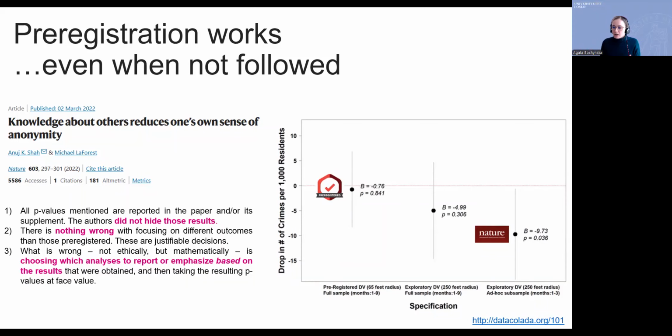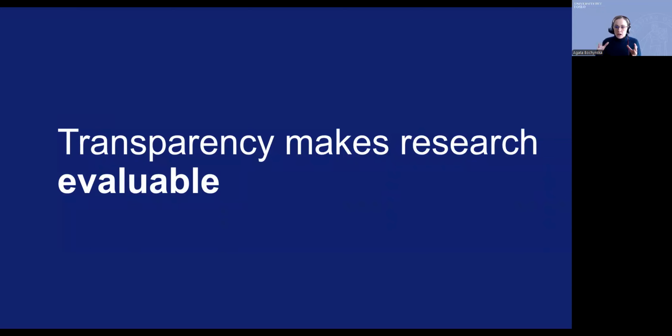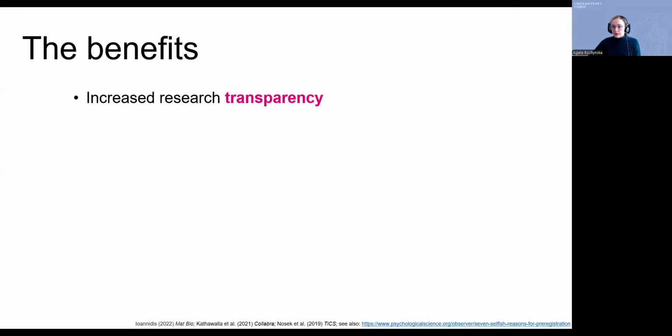But what is a bit wrong here is choosing which analysis to report or emphasize based on results that were obtained, right? And then taking the resulting p-values at face value. So the most important lesson from here is that we can evaluate that and we can calibrate our confidence in the research that we are reading in the final article because we have that registration. So in sum, transparency makes research valuable. And some other benefits, of course, we already talked about it. It increases research transparency, and that's something that many of you pointed out.